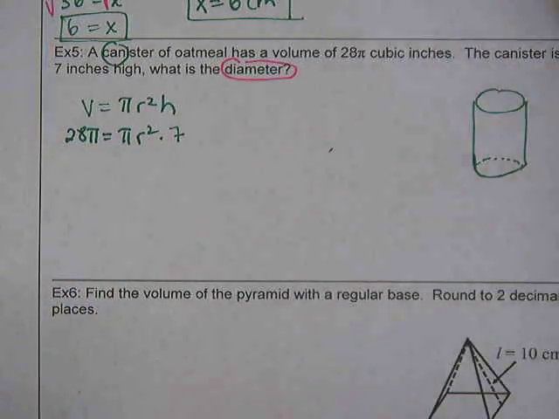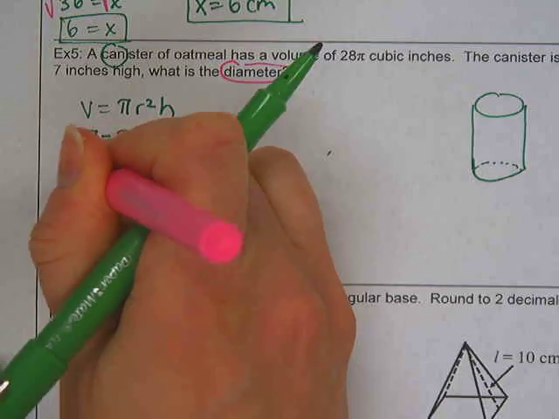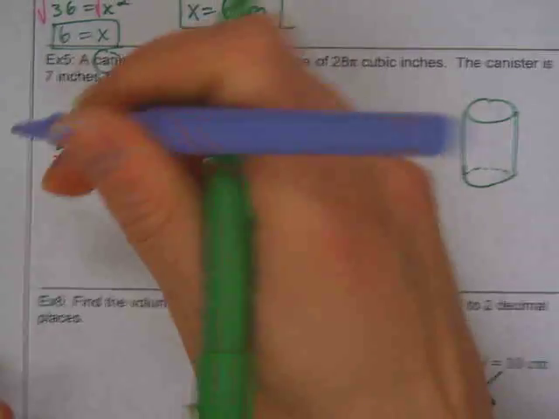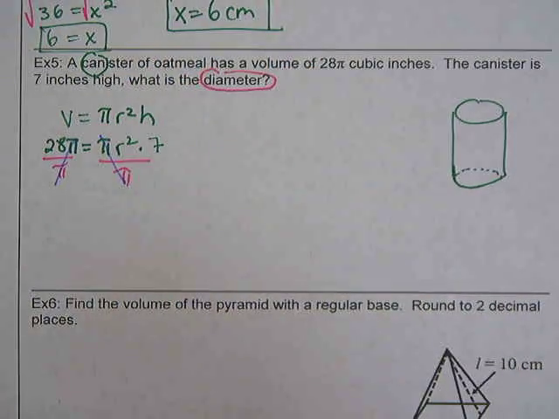So now looking at this, I'm hoping you guys recognize that on both sides of this equation we have pi. So what I'm going to do is divide both sides by pi to get rid of it.